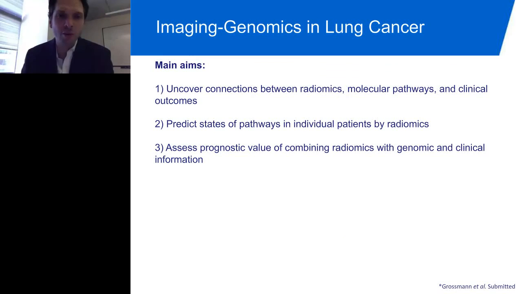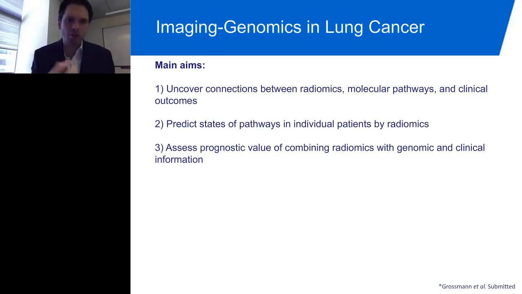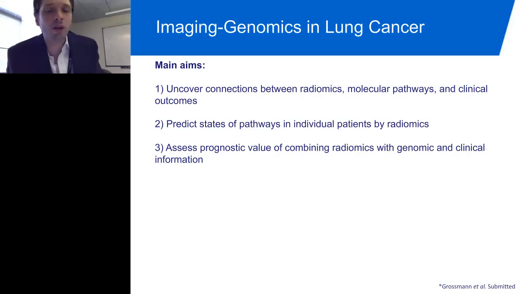All right, so what we then did is we tried to build on these results and perform a large-scale analysis of imaging genomics in lung cancer. We tried to uncover connections between radiomics data, molecular pathways, and clinical outcomes. But we also wanted to see, can we predict the state of a pathway by radiomics data? Can we predict important pathways that could be potentially important for precision medicine using this phenotype radiomics data?